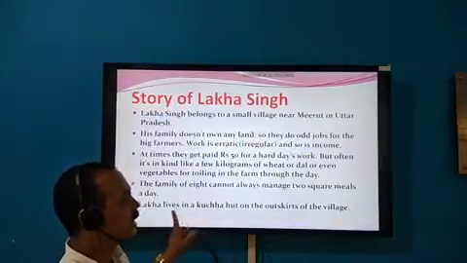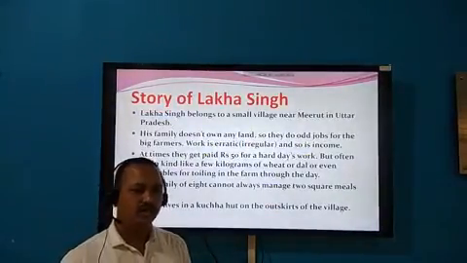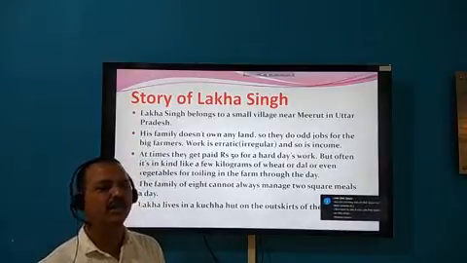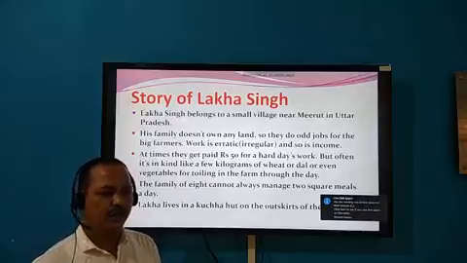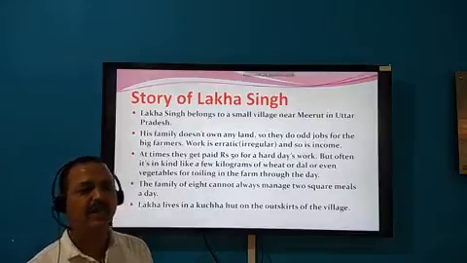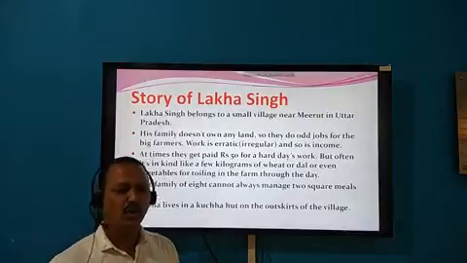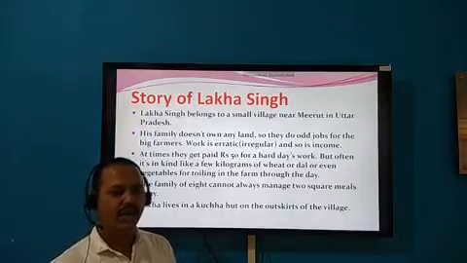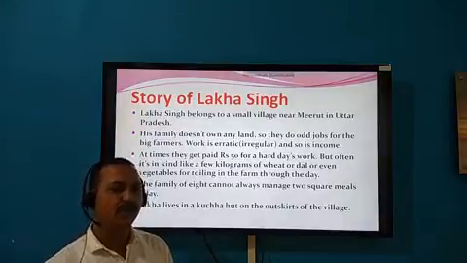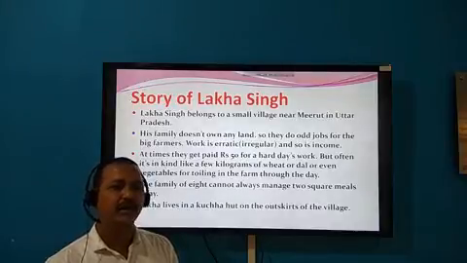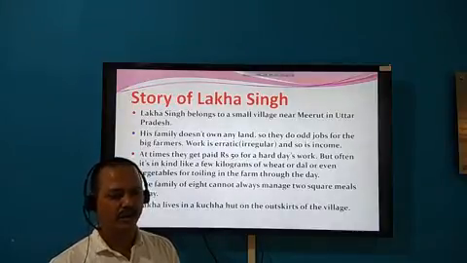Now another one is the rural case. It is the story of Lakha Singh. Lakha Singh belongs to a small place near Meerut in Uttar Pradesh. His family does not own any land, means Lakha Singh's family is a landless family. So they do odd work for the big farmers. Work is irregular, and so their income is also irregular. And Lakha Singh gets only rupees 50 per day in spite of his hard work.